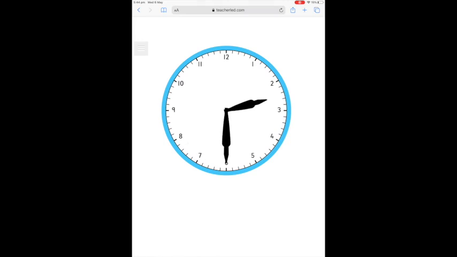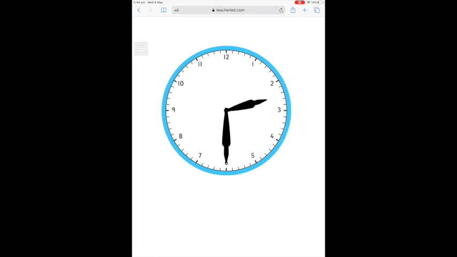I can see that the time is now 2:30. This is what the time is 30 minutes earlier from 3 o'clock. It is 2:30. Let's have a look at another time.